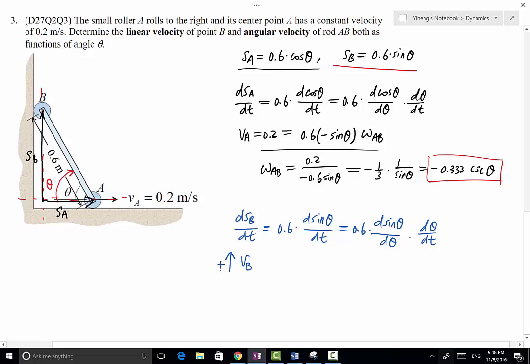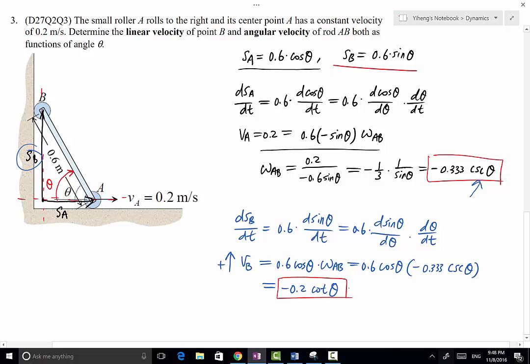It's defined this way, up to be positive. Look at the direction of SB. This equals 0.6 cosine theta times d theta dt, which is omega AB. Don't forget omega AB, we have determined from earlier, equals negative 0.333 cosecant theta, which is 1 over sine theta. Therefore, as a result, VB equals negative 0.2 cotangent theta. And that solved the first part of this problem, VB expressed as a function of theta.